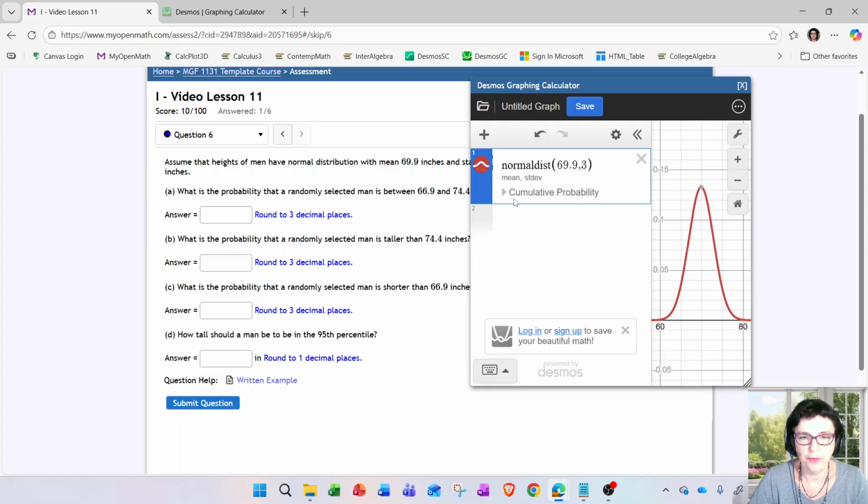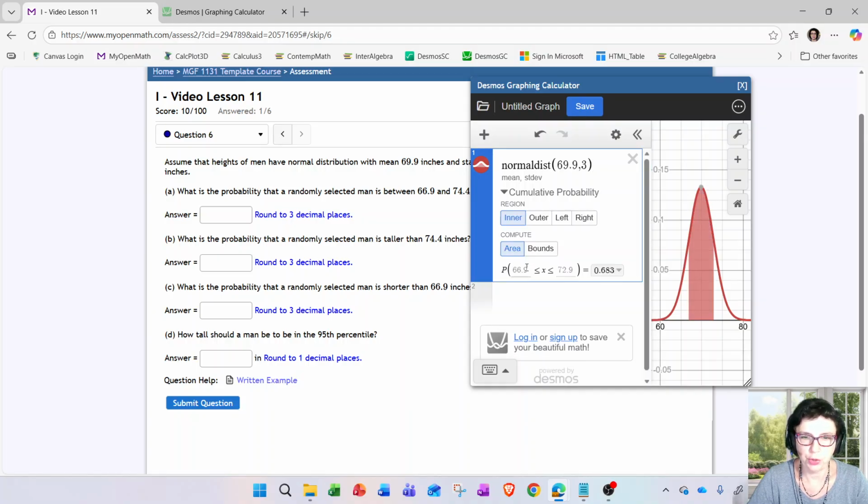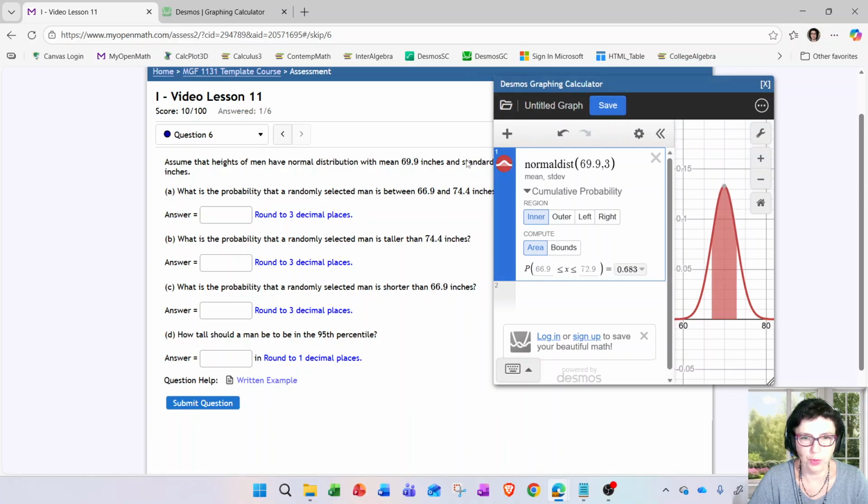And now we want to find various probabilities. So first we are going to expand the cumulative probability menu. And we're just going to put the numbers, okay? So this is going to be 66.9 is the lower bound, and 74.4 is the upper bound. And it just gives us the probability and also shades the corresponding area, which I really love how Desmos does that. So that's 0.775.